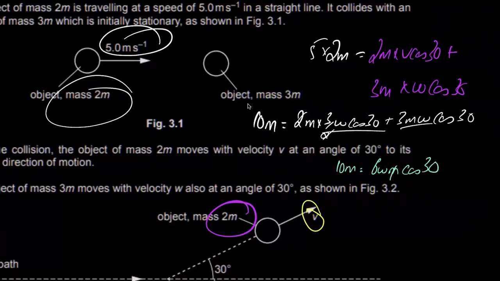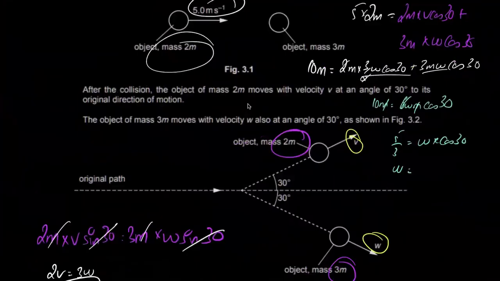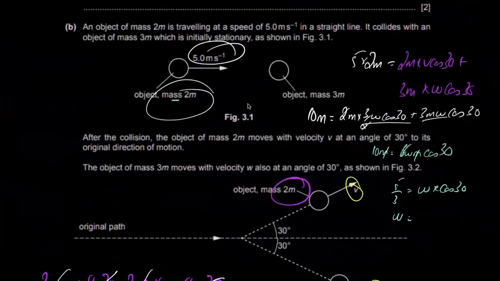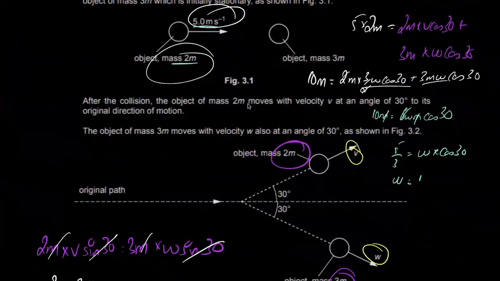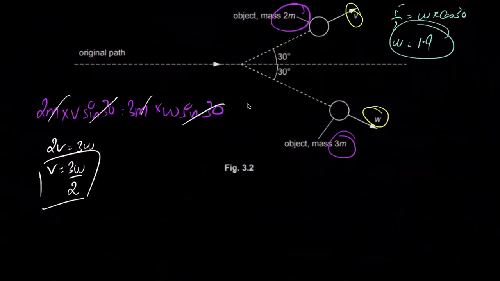देखिए अब मेरे पास m is gonna cancel itself out. 6, so it's gonna be 5 over 3 w into cos 30. एंड अब आपके पास w का आंसर हो जाएगा. w का क्या आंसर आता है? 1.9. No, initial horizontal momentum is 2 into 5. So this is going to be equal to 1.9. And if I substitute 1.9 over here, it's going to be 3 over 2 into 1.9. इसका आंसर बता दें मुझे.